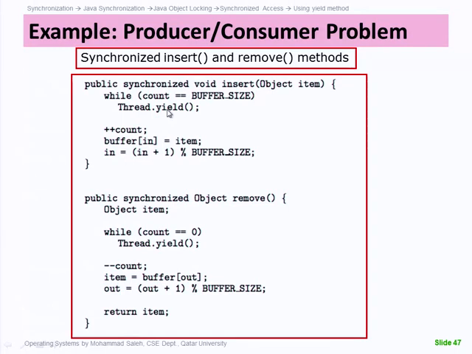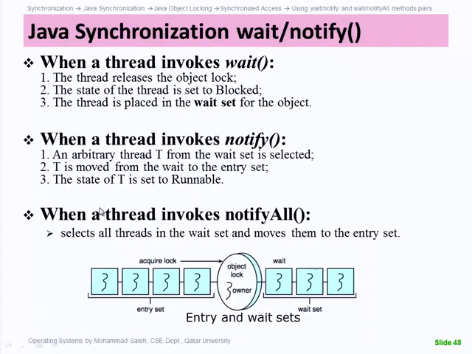Because the yield method, yes, it suspends the thread. However, it keeps the lock of the object, which means other consumer threads when they run can't get hold of the object. So what we have here is very much like a deadlock situation. The producer suspended itself, but it kept holding the lock. And now the consumer cannot consume because the lock is not available.